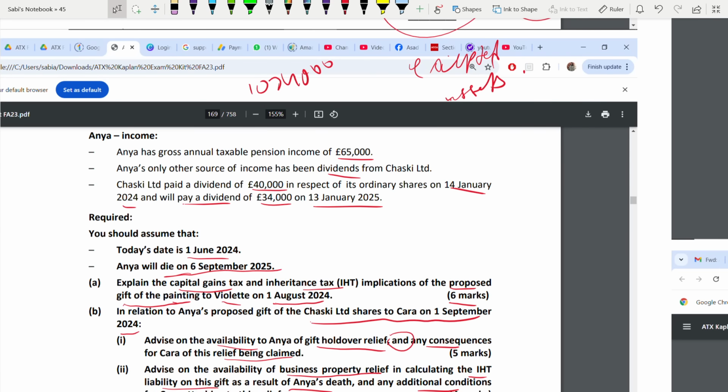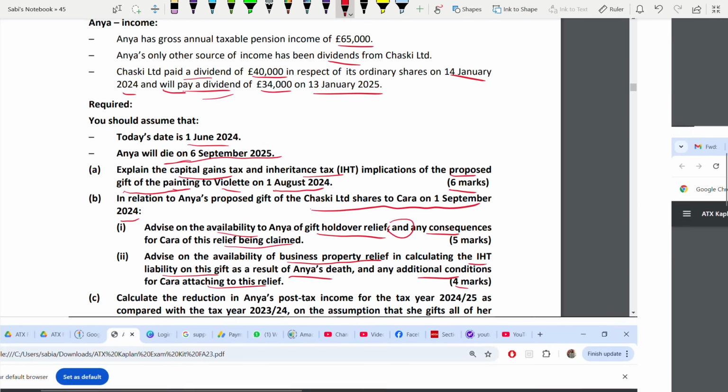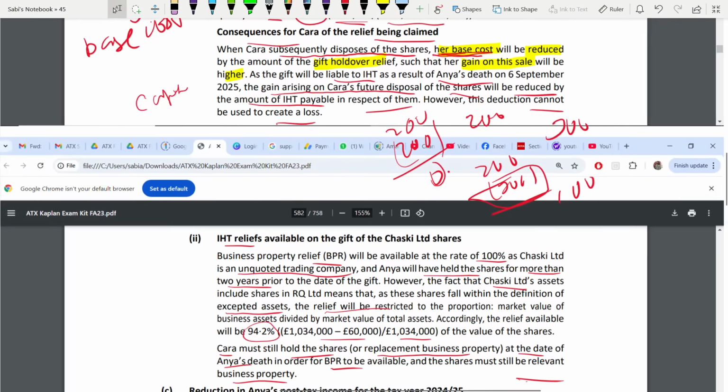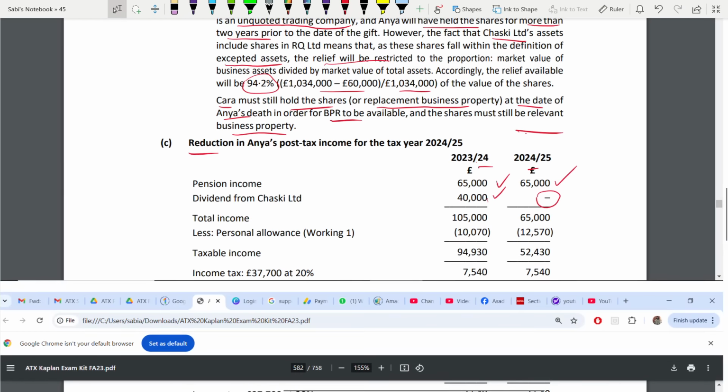They told they will pay a dividend. Please check the form. Here they told they will pay a dividend, it has not yet been paid, but here they have paid the dividend. They have received the dividend. So now only the dividend that you have received you can write. Dividends that are payable you can't write as income.